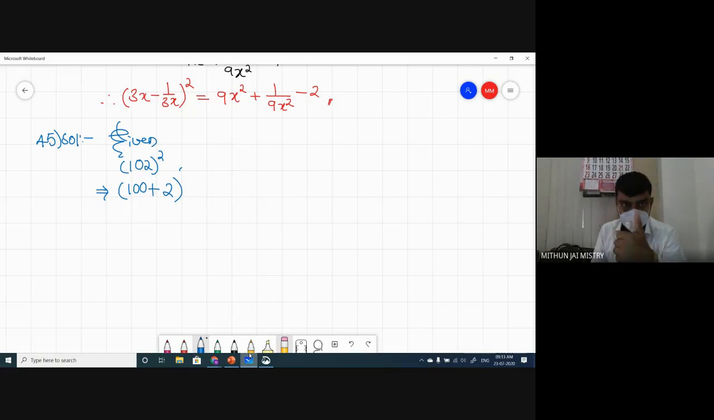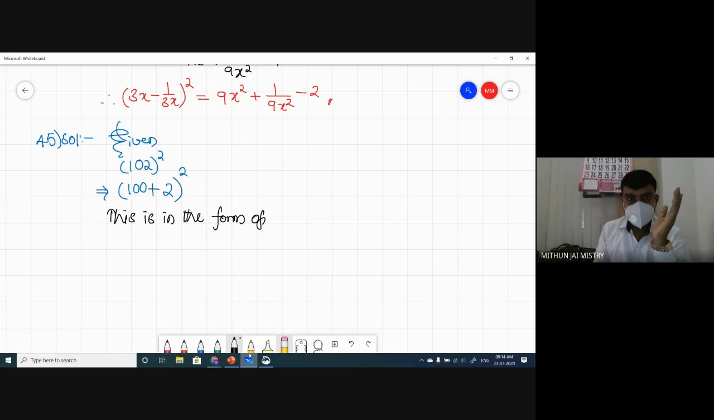Is that clear? So for my convenience, I'm writing it as 100 plus 2, because 100 square will be very simple for me to identify. Now have a look. This is in the format of a plus b whole square. So every time, you should write that it is in the format of a plus b whole square is equal to a square plus 2 into ab plus b square.